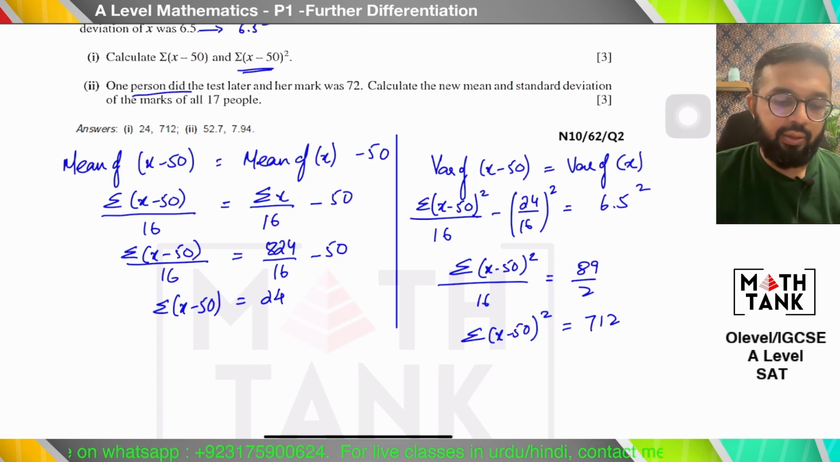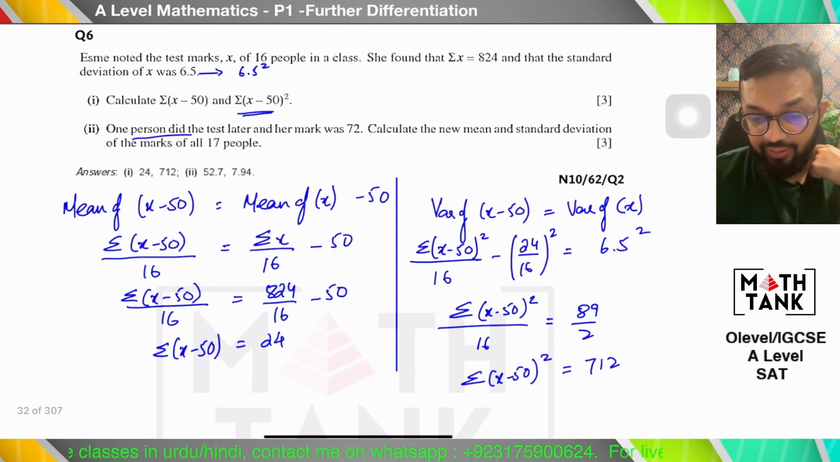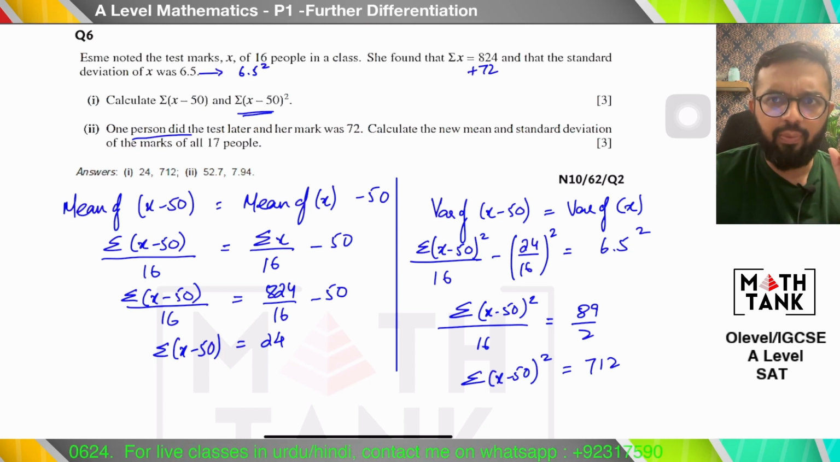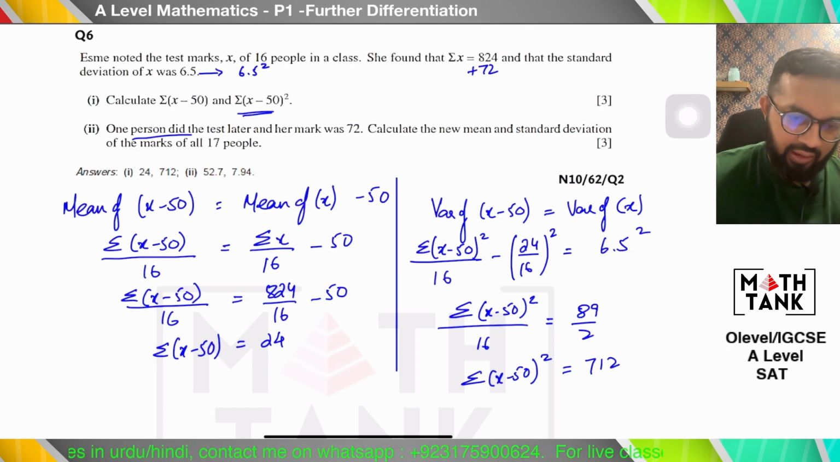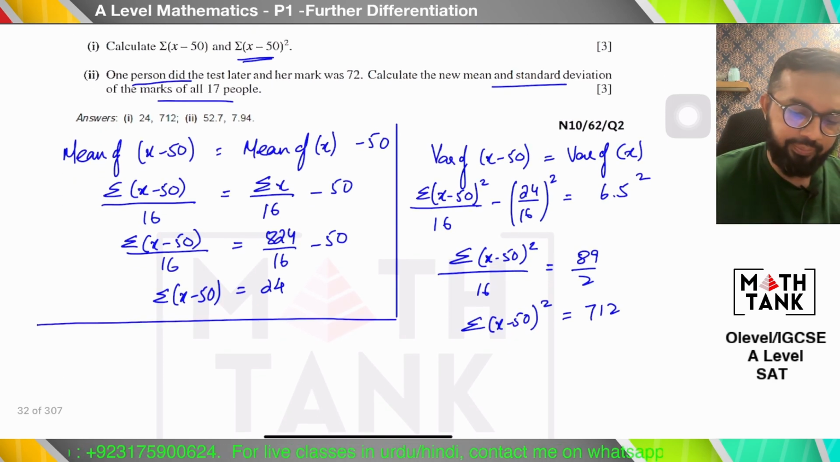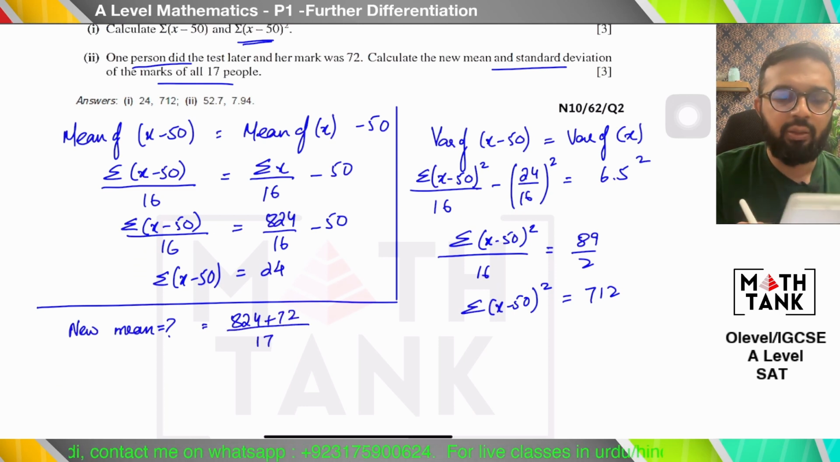There's one person who did the test later and her mark was 72. So the sums should have changed. So this should have become 824 plus 72. And I don't know the sum of x squared. Calculate the new mean and standard deviation of all 17 people. Okay, so I can calculate the new mean very quickly. I can say that this is just 824 plus 72 over 17.